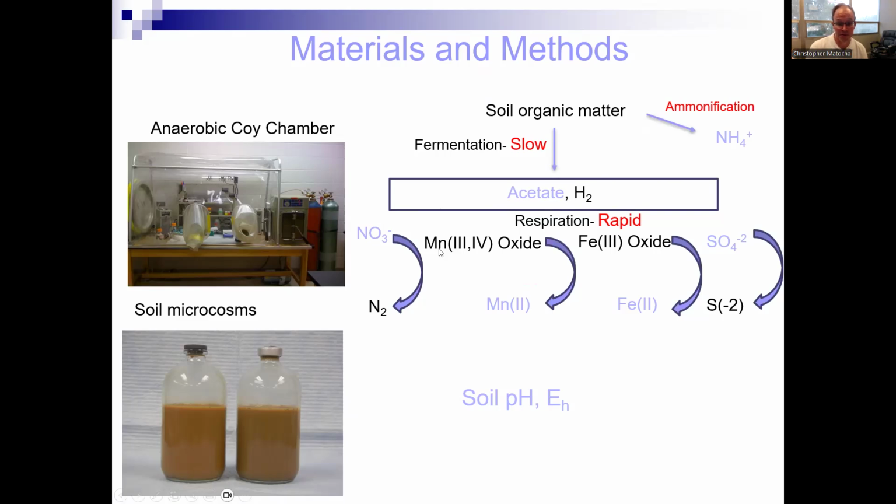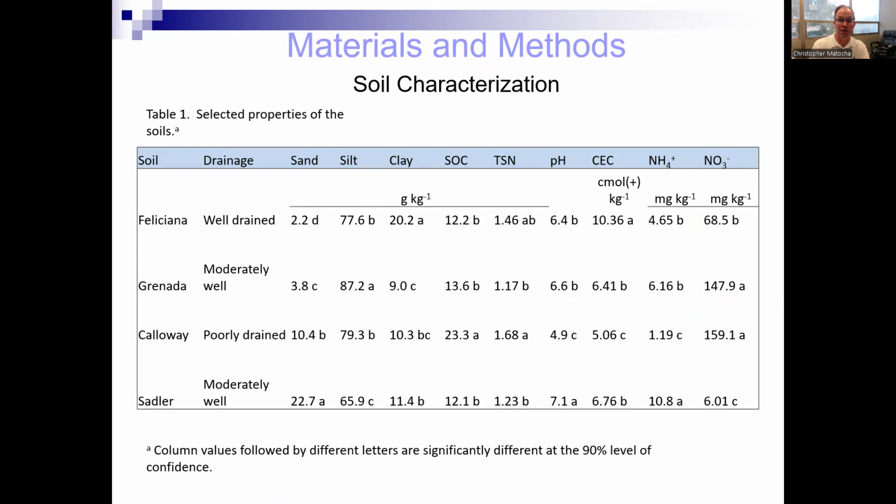Here in blue are the things we followed: nitrate concentrations, manganese 2 concentrations, iron 2 concentrations, sulfate levels, and ammonium. Sulfate and nitrate were measured using ion chromatography, and the others were colorimetric procedures. And we also measured soil Eh and pH using separate aliquots to try to better understand what's going on.